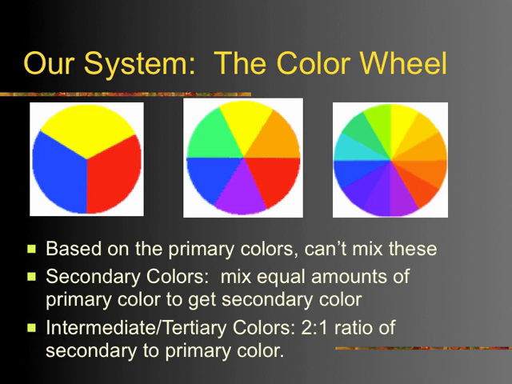In our system, we use this color wheel, and it's based on primary colors of red, blue, and yellow. Primaries, remember, are naturally occurring and you can't mix them. To get the secondary colors, you have to mix equal amounts of the primary colors and you will get the secondary. That's what the middle color wheel shows. And then there are the third level or intermediate colors, where you mix two parts of a secondary with a primary and you get colors like red orange, red violet, blue violet, yellow green, or blue green. Those are what we call intermediate colors. Jot this down in your notes, please.